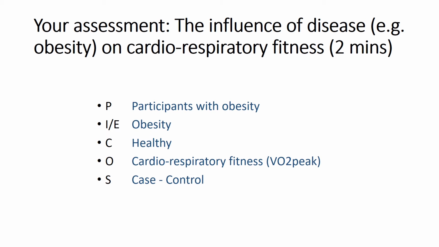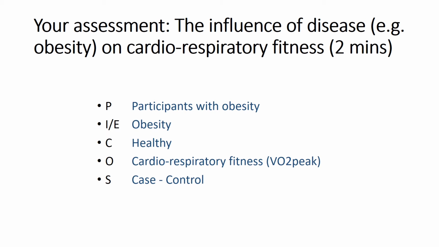And then what are we going to compare that against? Well, we're going to compare that against healthy people. So they're going to form our control population. They're going to be healthy. So we're going to study the influence of being obese on cardiorespiratory fitness. There are lots of variables, but in particular VO2 peak. So that is going to be our outcome. And then finally, this type of study that we're going to build is called a case control.